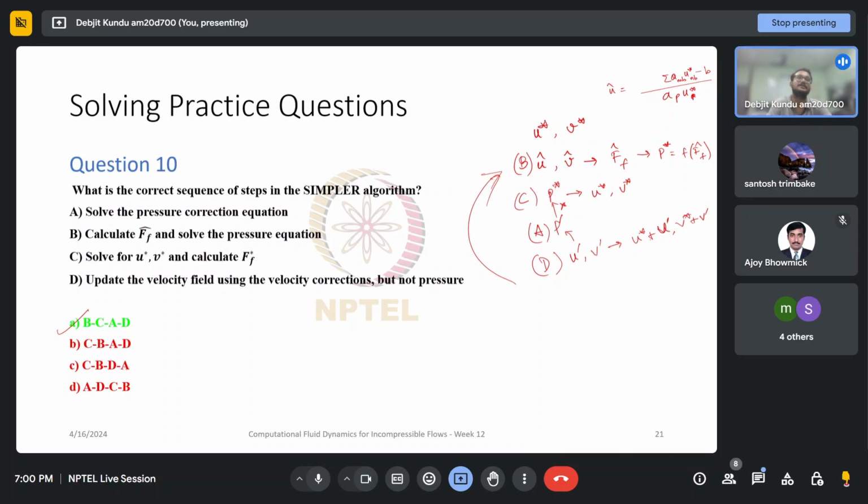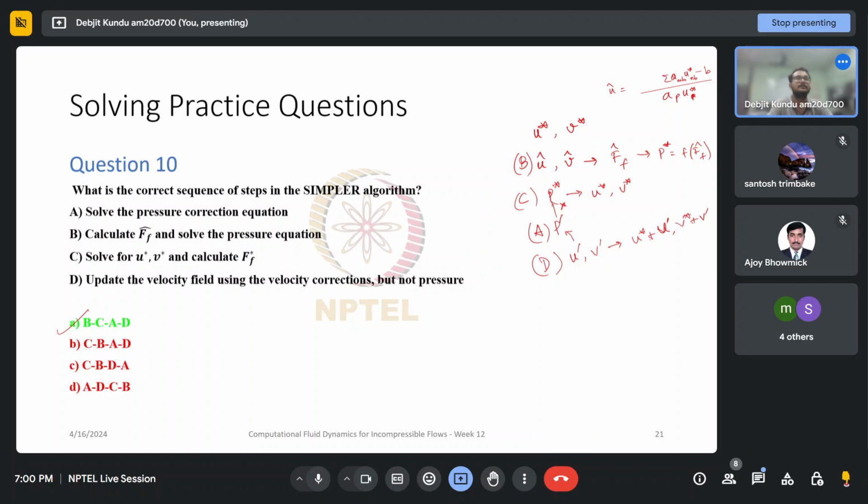Okay, so basically in SIMPLER, we do not assume any pressure, we do not correct the pressure as well. We assume the velocity field and calculate the pressure, and there is a pressure correction equation which is solved, but the pressure correction is not added to the pressure. We simply use that correction to find out velocity corrections, and then again we use those to calculate the pressure. So if you look at steps C to D, it becomes clear.